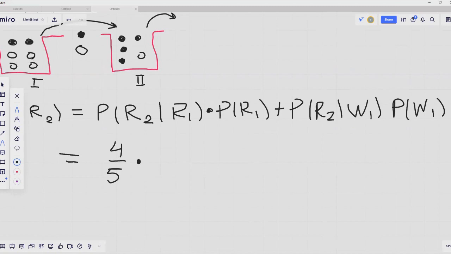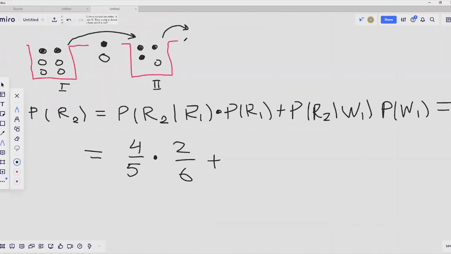So there are 2 red and 4 white, meaning that this probability is equal to 2 over 6, plus the probability of drawing a red chip from the second urn, given that we have transferred a white chip. If we transfer a white chip on our first draw, then there are going to be 3 red and 2 white chips. So this probability here is equal to 3 over 5 multiplied by the probability of transferring a white chip. There are 4 white and 2 red, meaning that this probability is equal to 4 over 6, which is equal to 2 over 3.